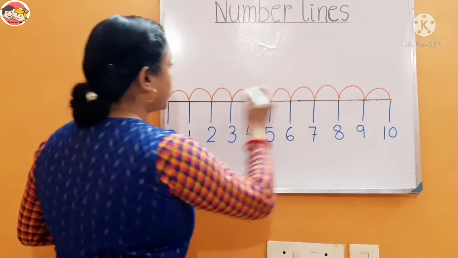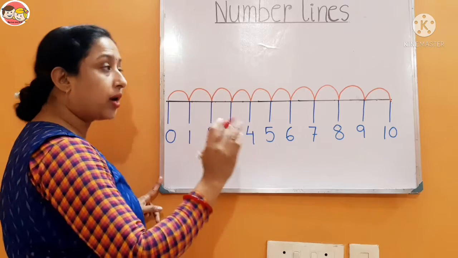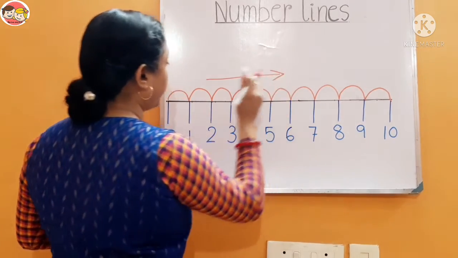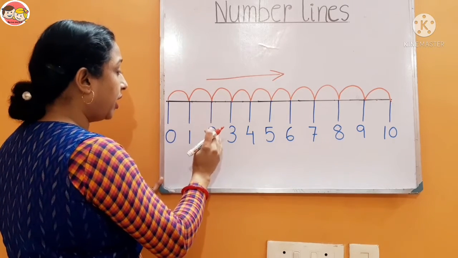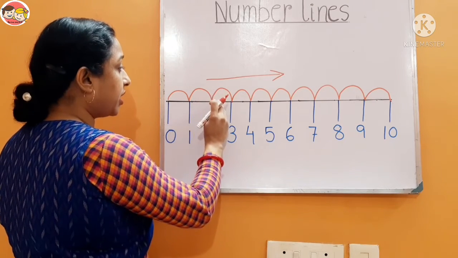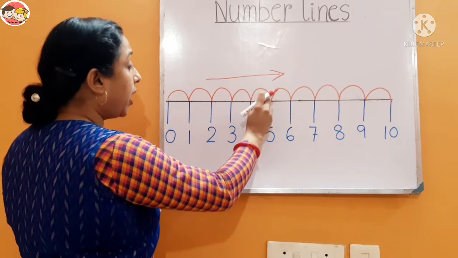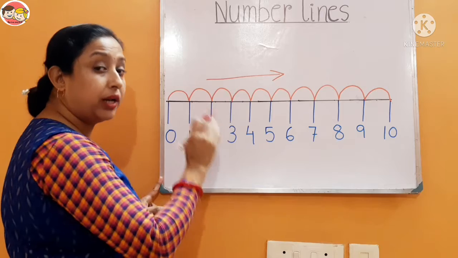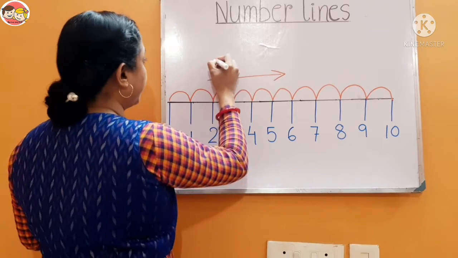1, 2, 3, 4, then 5, 6, 7, 8, 9, 10. So this is called forward counting. Forward counting. Observe very carefully. The number is increasing one by one every time. So that's why this one is called forward counting.